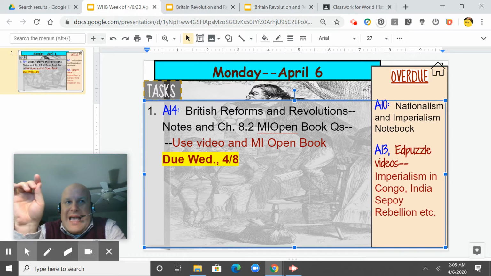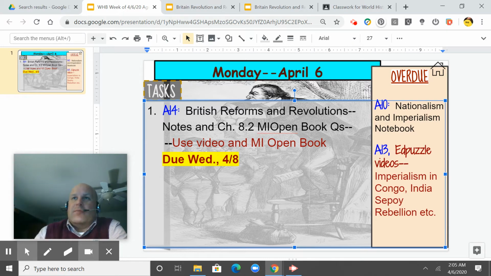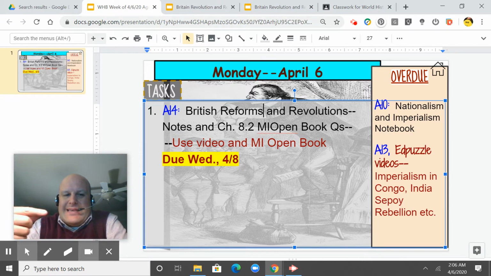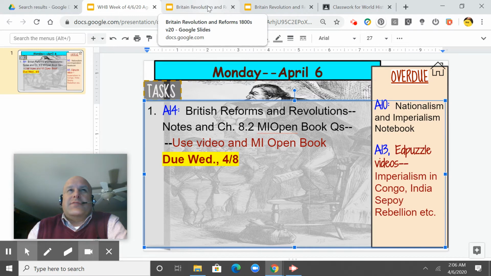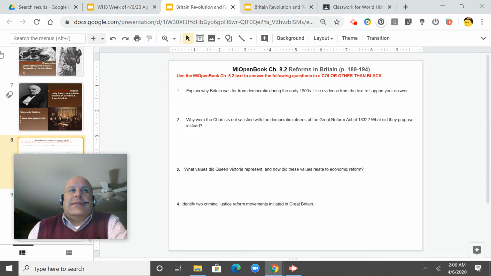Now you'll note that from now on, I've kind of scrapped the notebook. The A10 notebook I graded should get returned to you, but I'm going to start doing the checks a little daily now. So assignment 14 is notes on the British reforms and revolutions, and that took place mid to late 1800s.